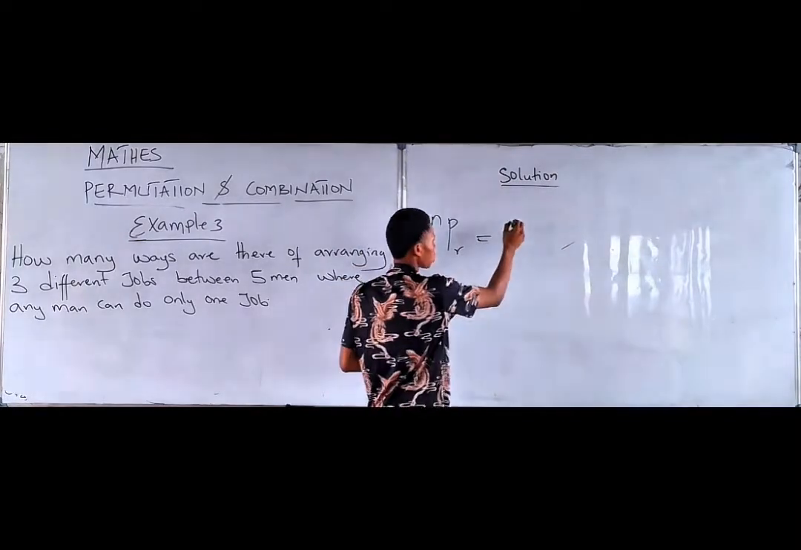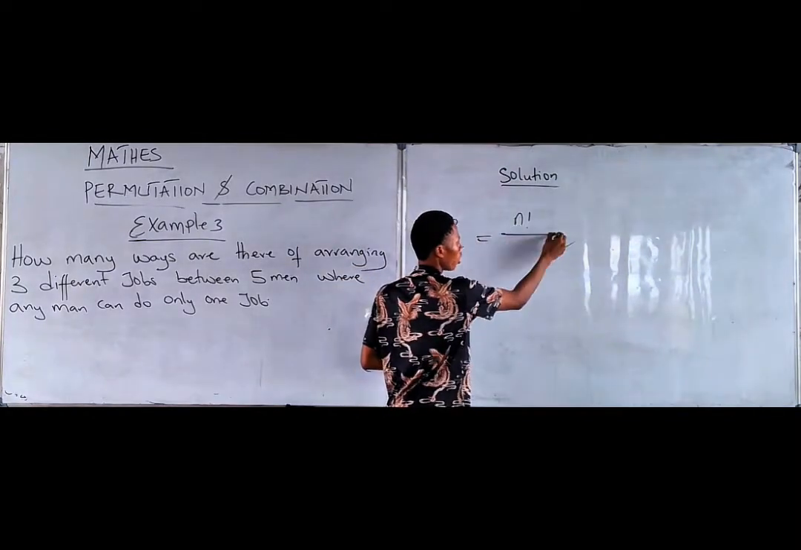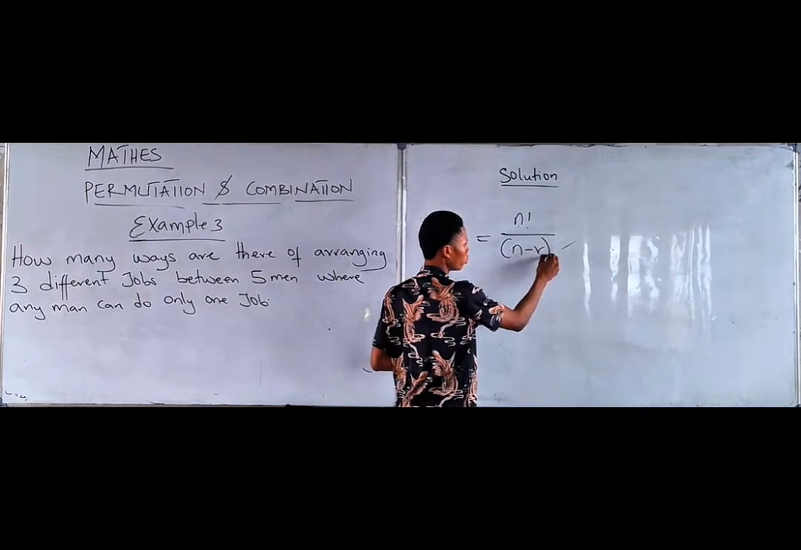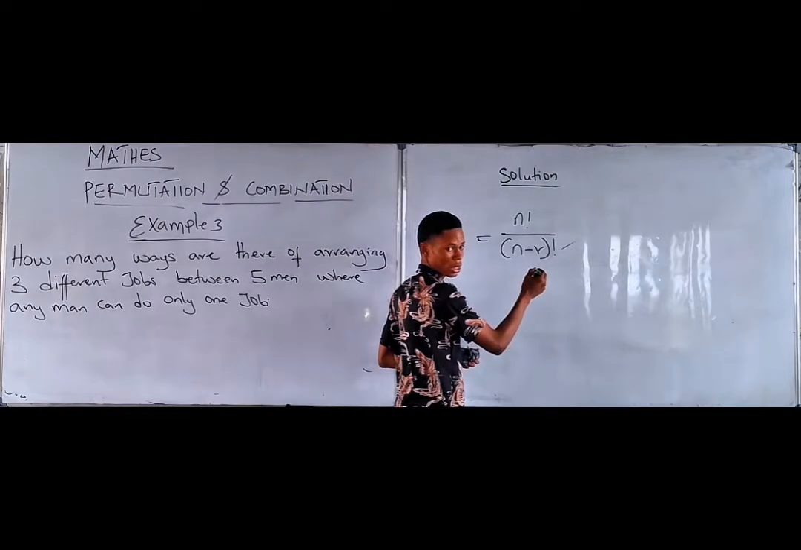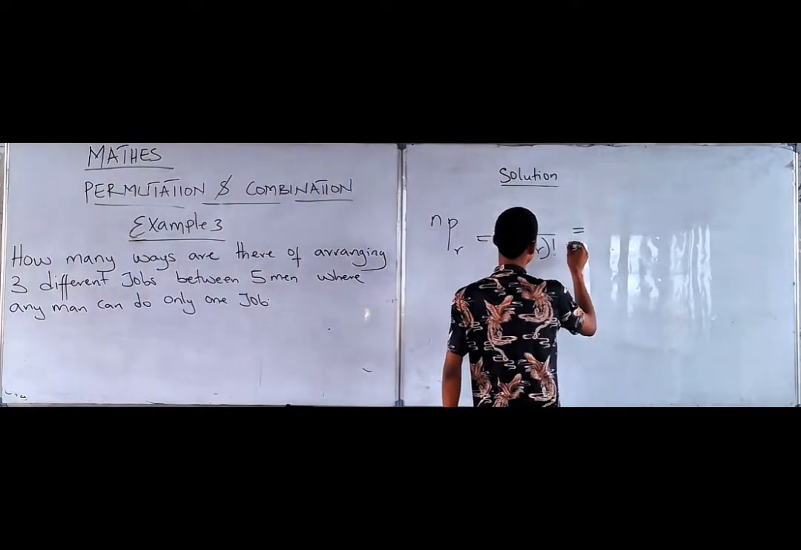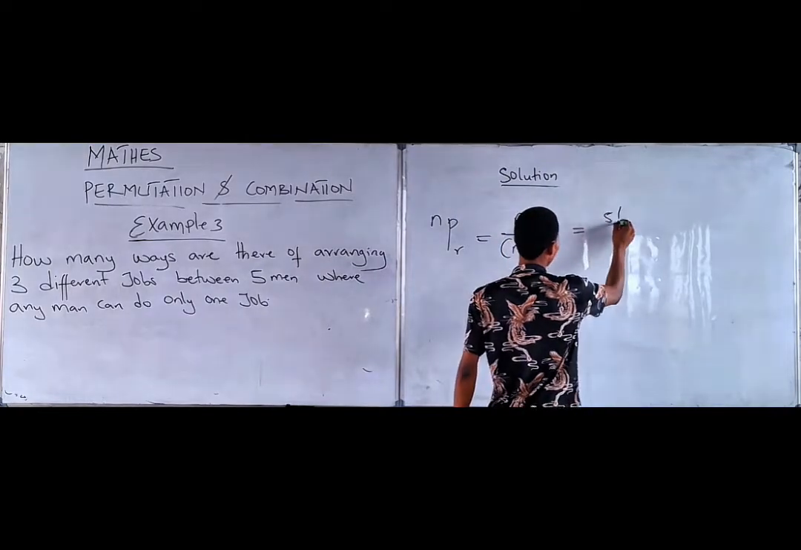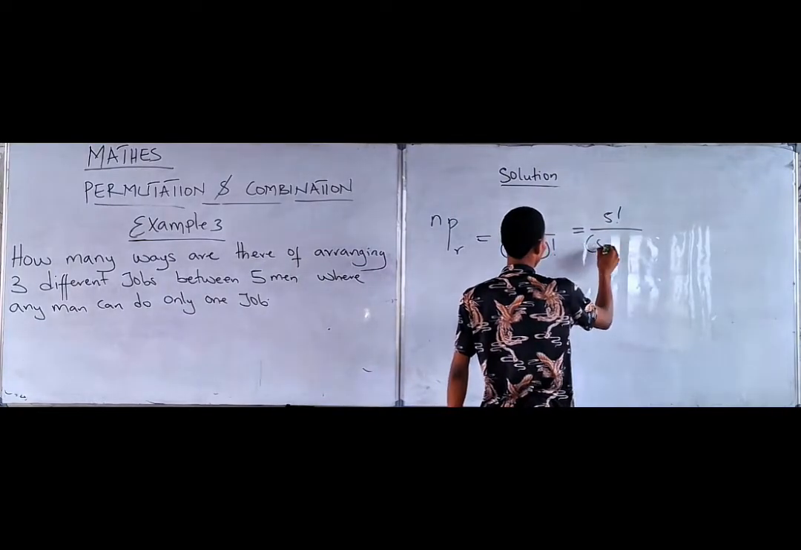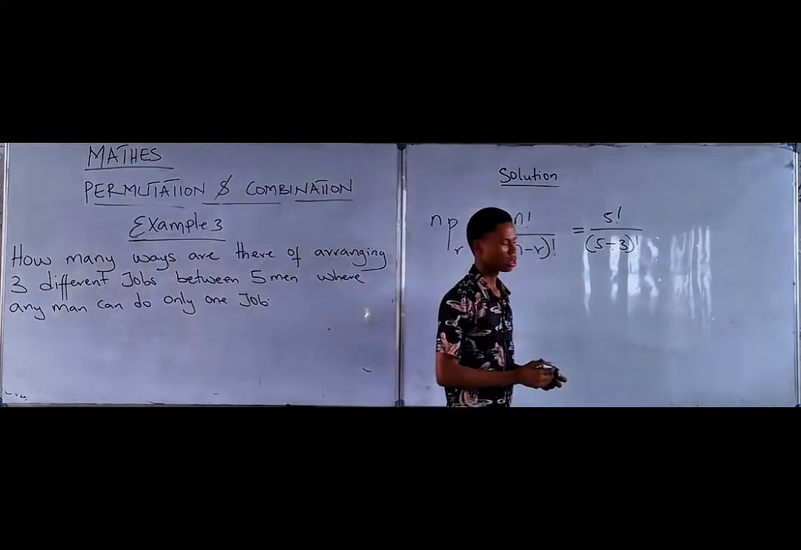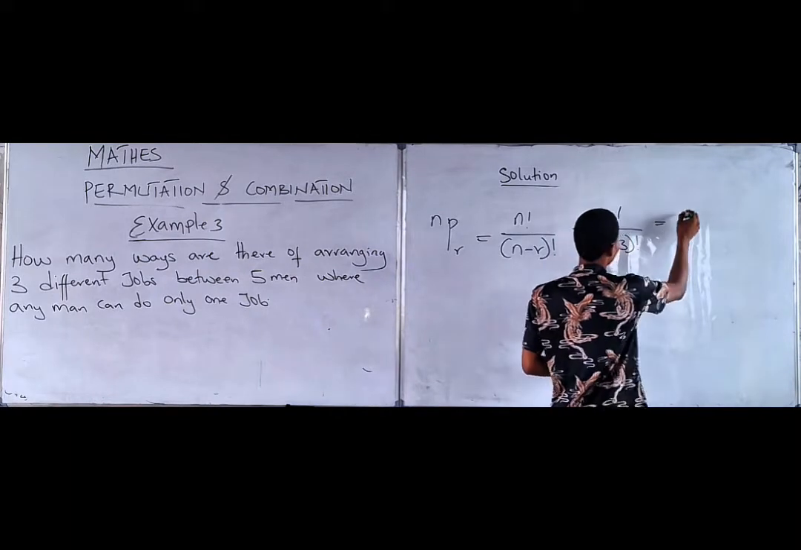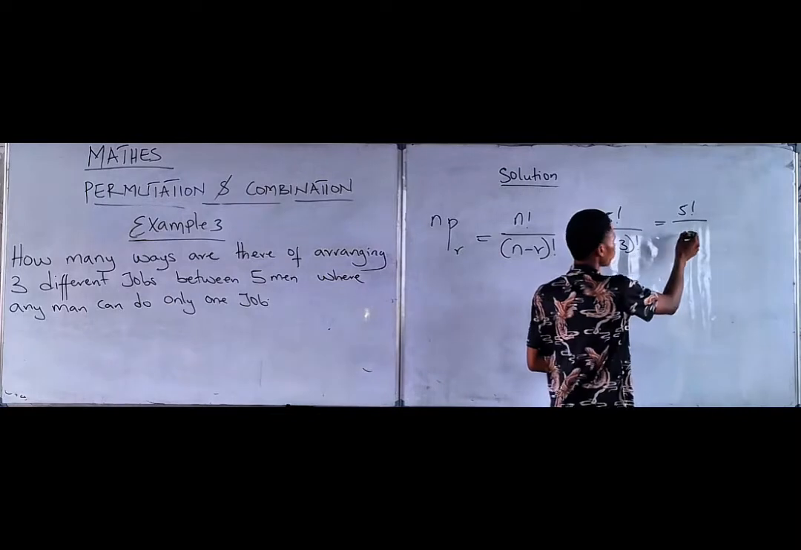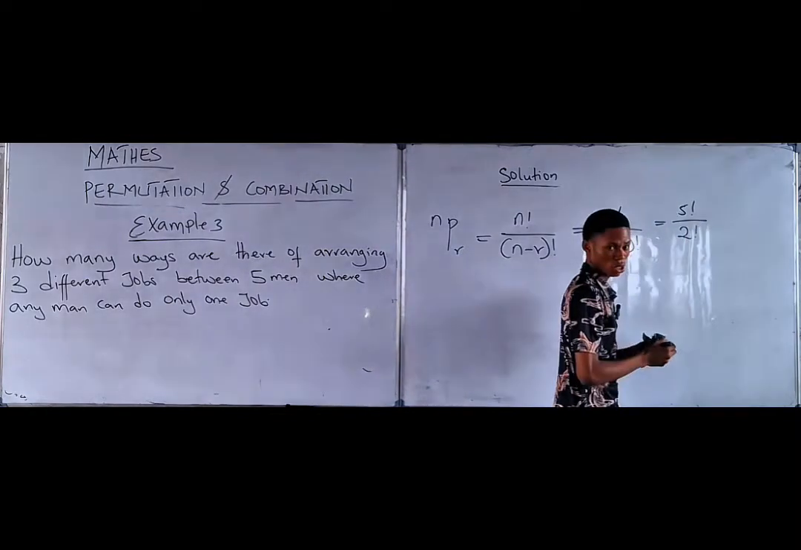Permutation is equal to N factorial all over N minus R, all factorial, right? Now, N is what? N is 5, so 5 factorial, all over 5 minus 3, all factorial. Is that what you did? Now, 5 minus 3 is 2 factorial, right? Is it not?